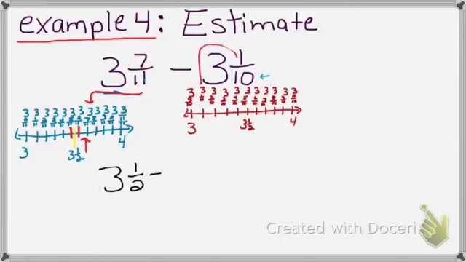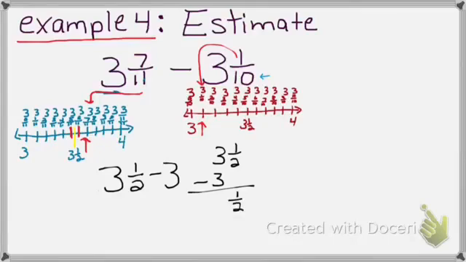So find my 3 and 1/10 on the number line. Here it is from the top. Here it is from the bottom. And I think we can all agree that that is closer to 3. So I have 3 and 1/2 minus 3. Let's write it vertically. 3 and 1/2 minus 3.